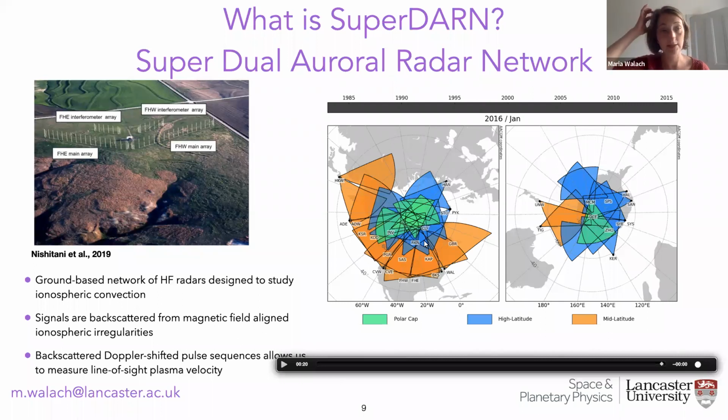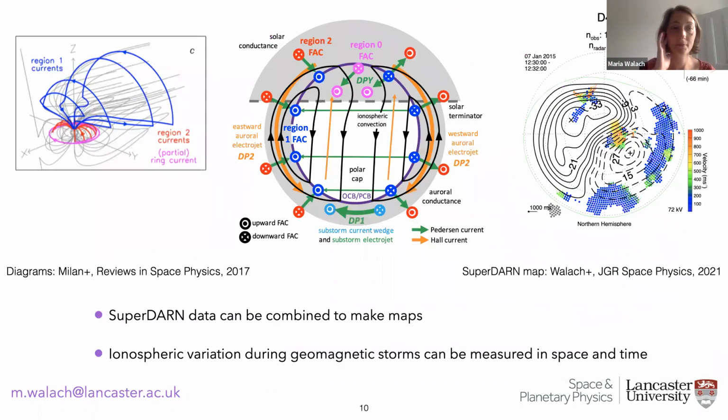And what we can do with the radars, so we get these line-of-sight velocity measurements, is combine those to build up a picture of how the convection in the ionosphere is moving. We do some processing of the data there, and our knowledge of vector calculus we can use to our advantage to figure out which way the ionosphere is moving. So with this, I just want to say that SuperDARN radar data can be combined to make maps, and the ionospheric variation during geomagnetic storms can be measured with that in space and time. And that's what we're going to do for geomagnetic storms.